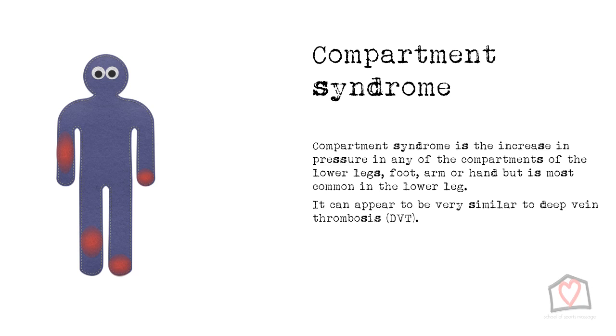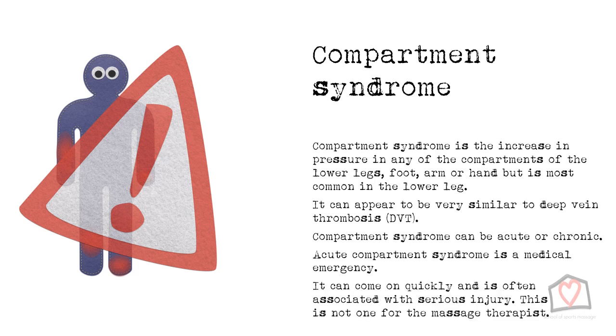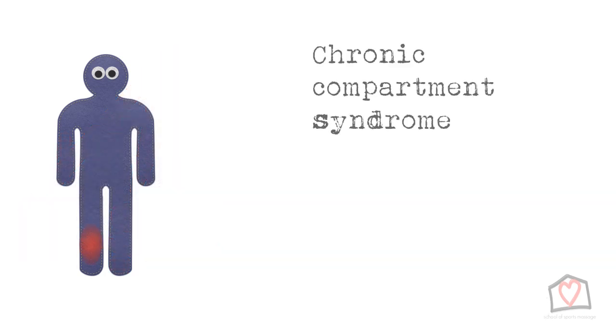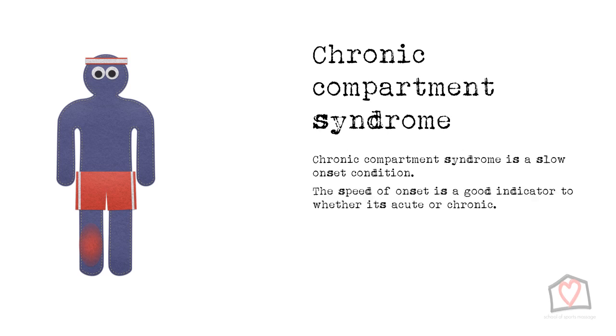There are two types of compartment syndrome, acute and chronic. Acute is a medical emergency. This comes on quickly, often associated with fractures or serious injuries, and can leave permanent damage if not treated quickly. Not one for the massage therapist. Chronic compartment syndrome is a slow onset condition, normally during exercise, and is not a medical emergency. The speed of onset is a good indicator to whether it's acute or chronic.